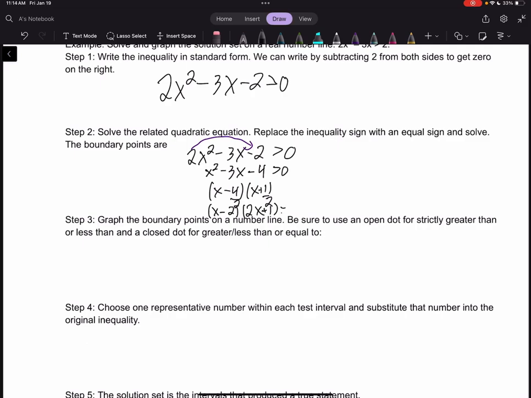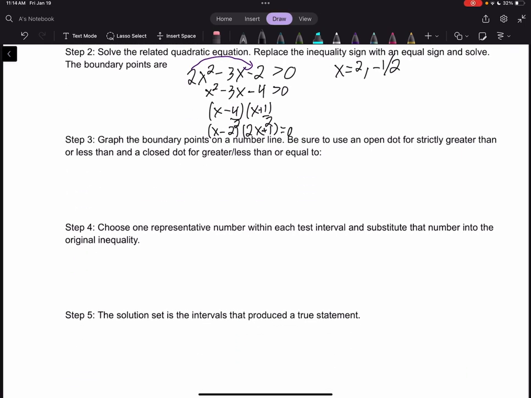Okay, we're going to set these equal to 0. So we're going to get x is equal to 2, and x is equal to negative 1/2. I believe you can do that part, so I'm going to leave it like that. We're going to graph the boundary points on a number line. There's my negative 1/2, there's negative 1, 0 somewhere in the middle, 2, and 3.